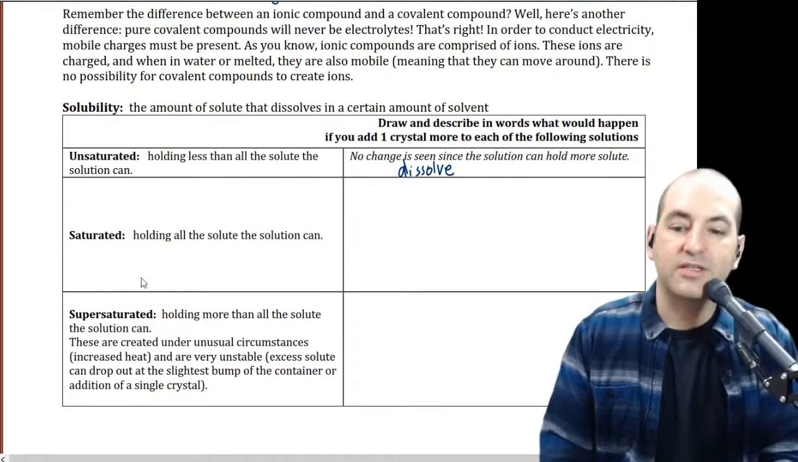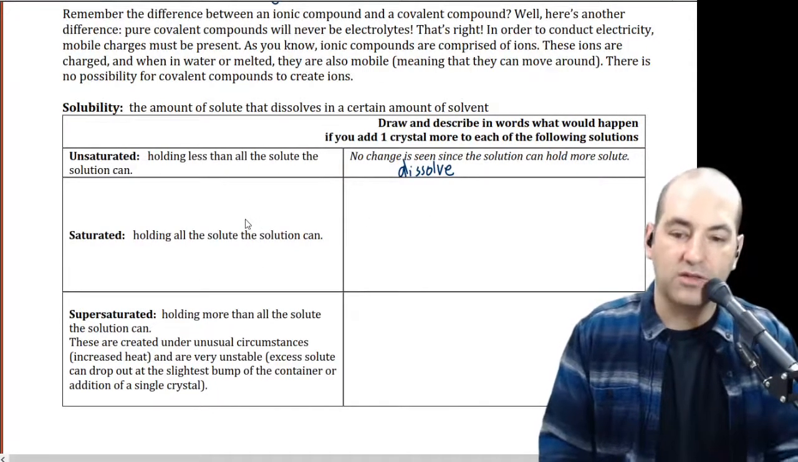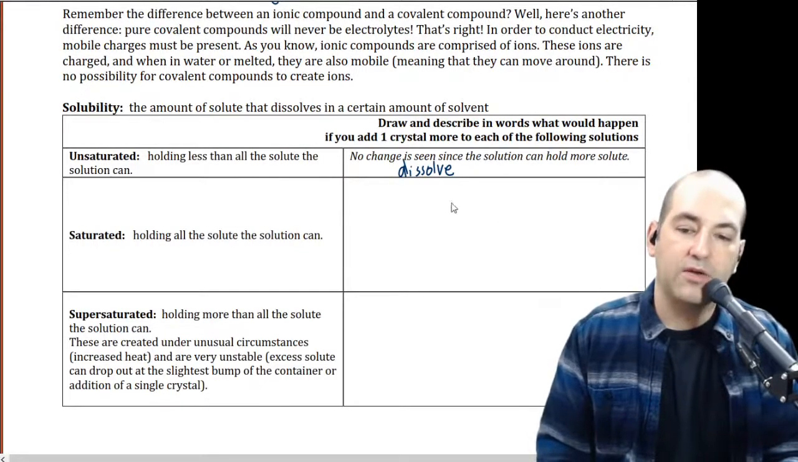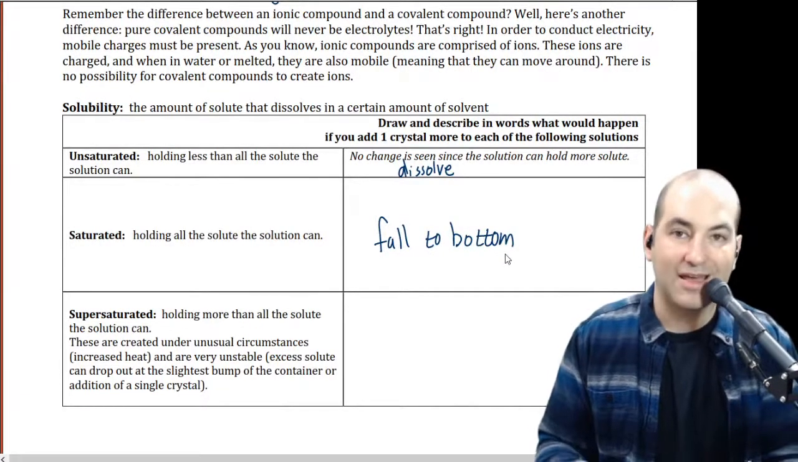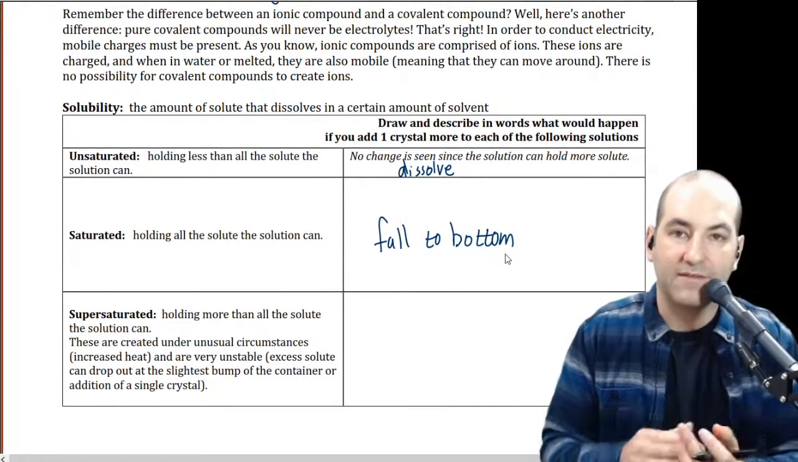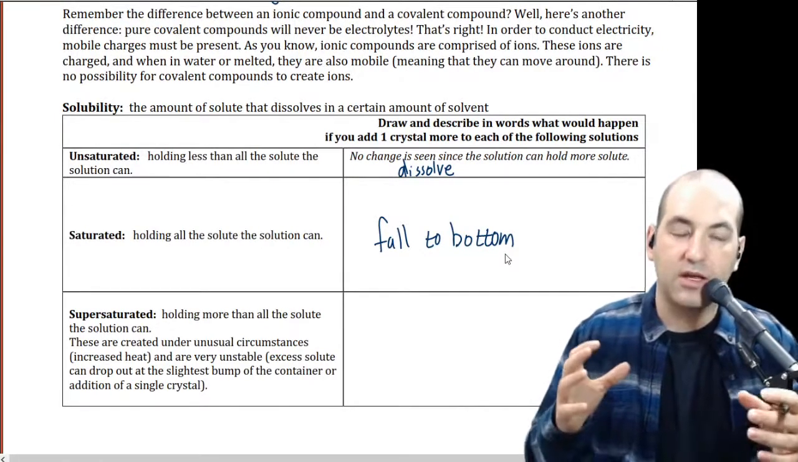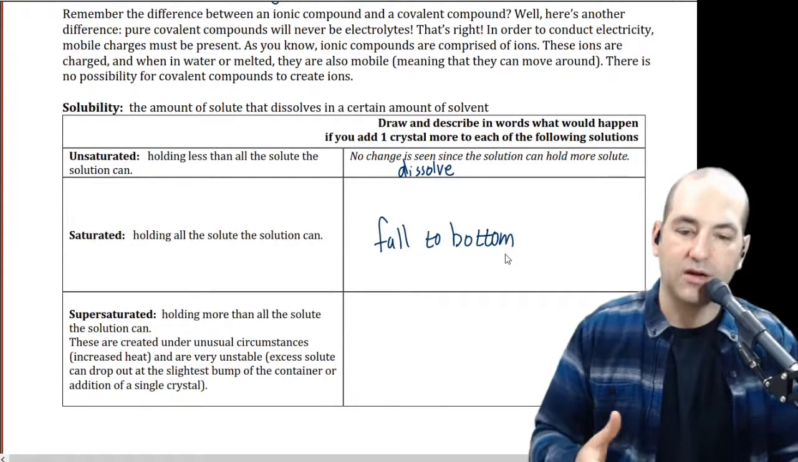If you have a totally saturated solution that's got all the solute that the solution can hold, and you add one more crystal, it would just fall to the bottom of the container because no more solute can dissolve. You've hit the solubility limit, so any additional solute would just fall to the bottom of the container.